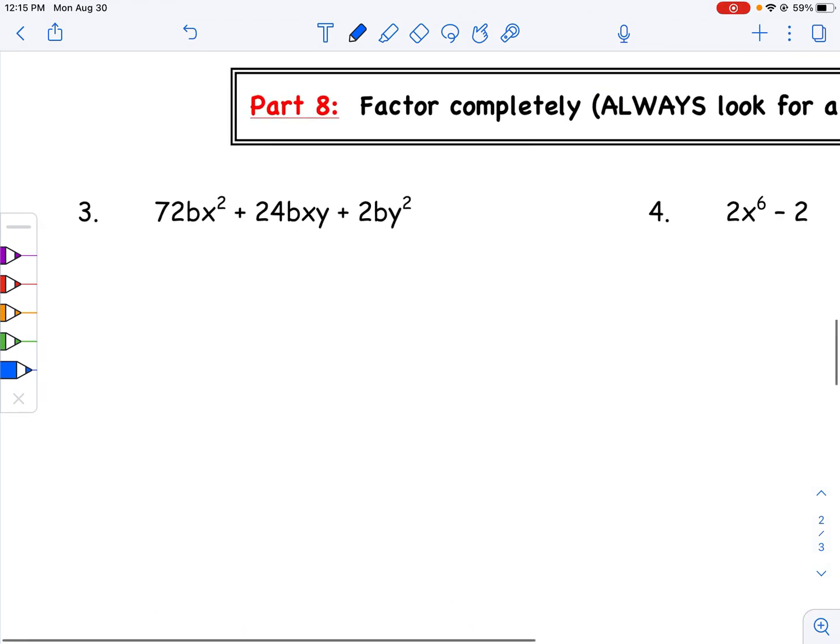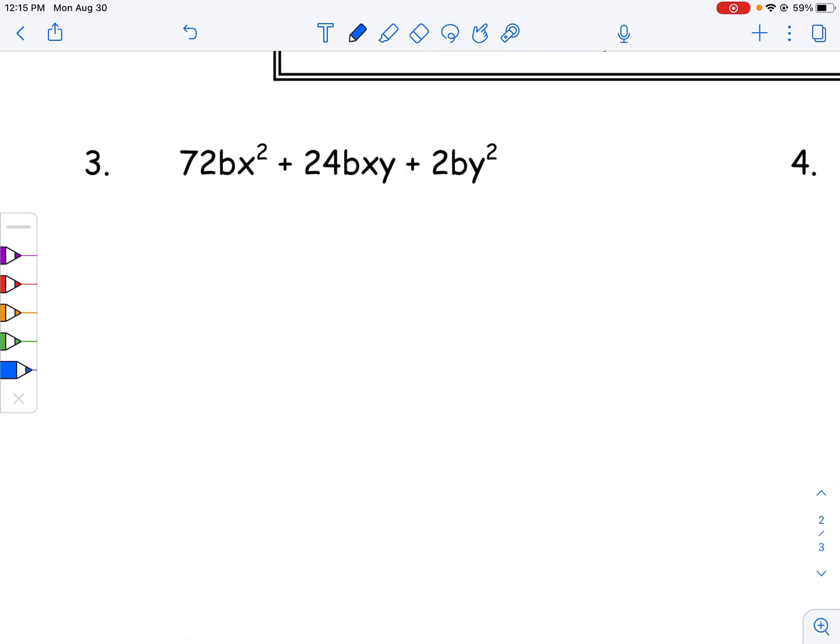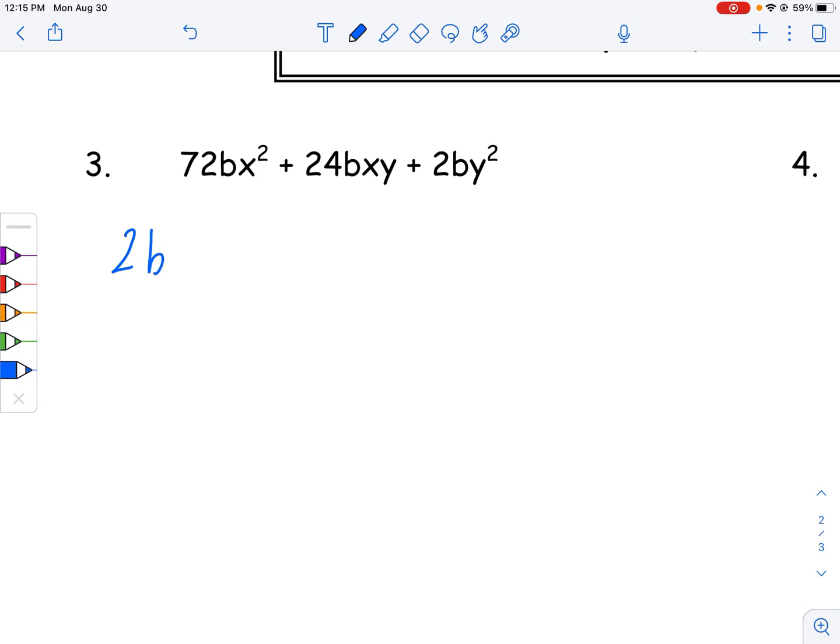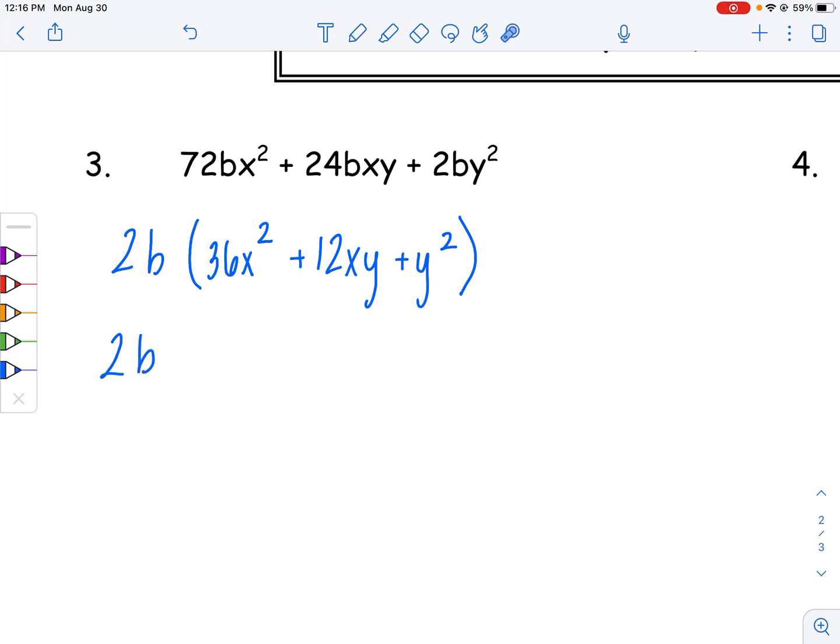So first thing, with part 8, it says factor completely. Looking at problem 3, we always want to look for the greatest common factor. So a 2b can be taken out of every term, leaving us with 36x squared, 12xy, and then y squared. Yes, it makes it a little more simplified, but this trinomial is still pretty hefty. The 2b, your greatest common factor, comes down, and in class we talked about doing split the middle.